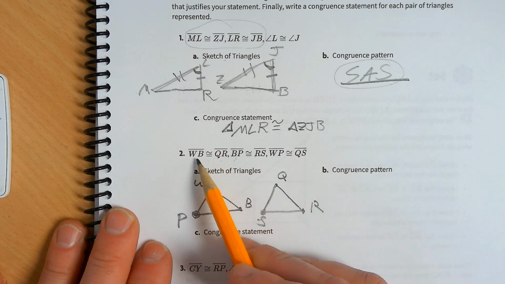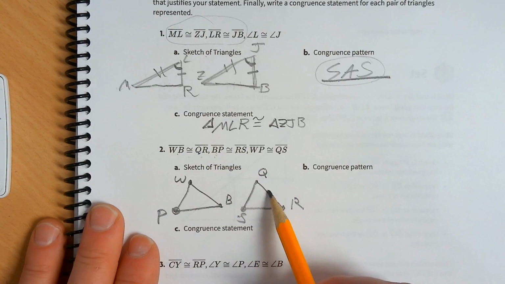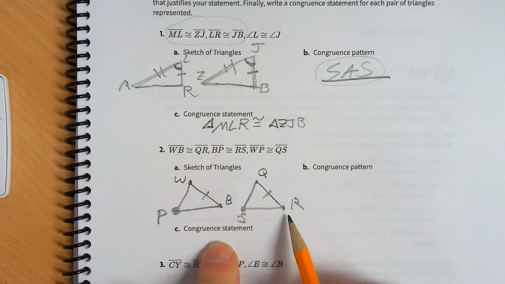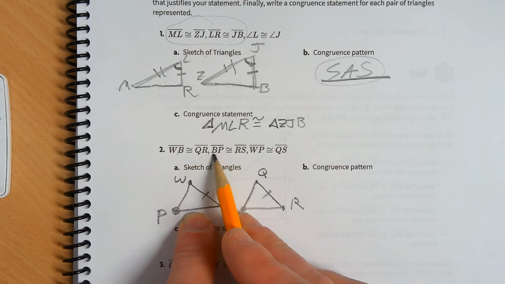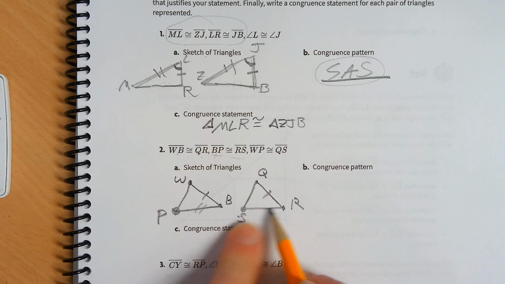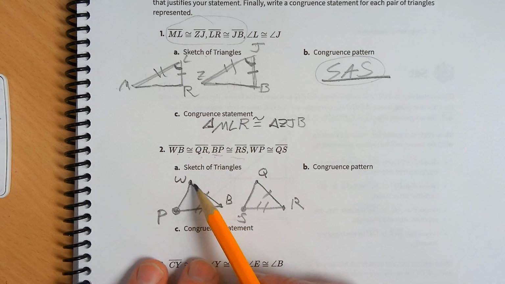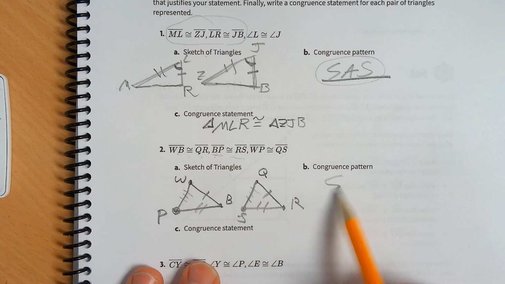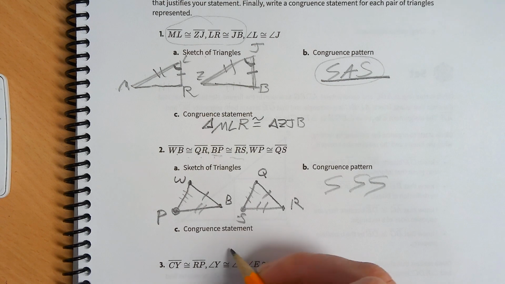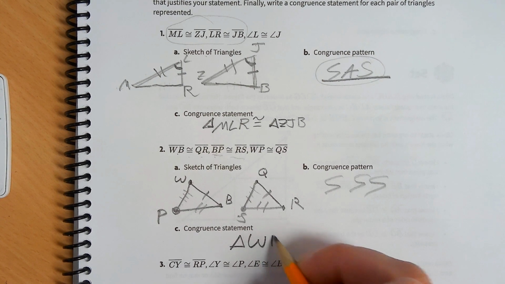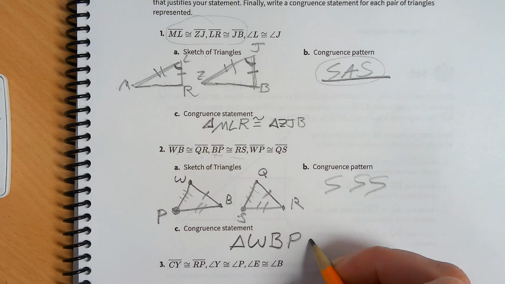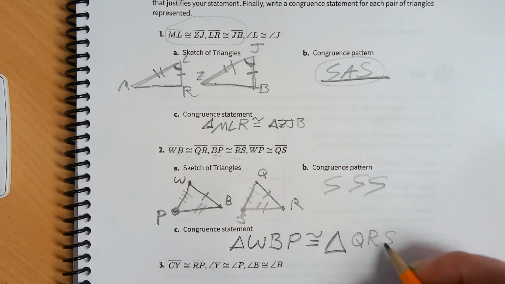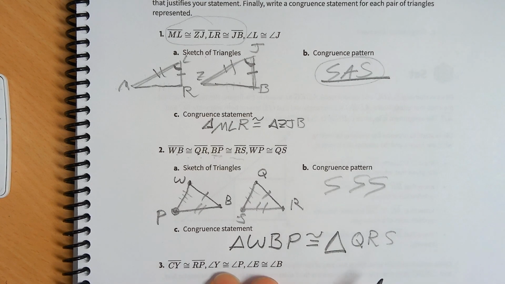Correct. And since WP is congruent to QR, and since BP is congruent to RS, and since WP is congruent to QS, we have side, side, side. The triangle WPB is congruent to the triangle QRS. We got some angles here.